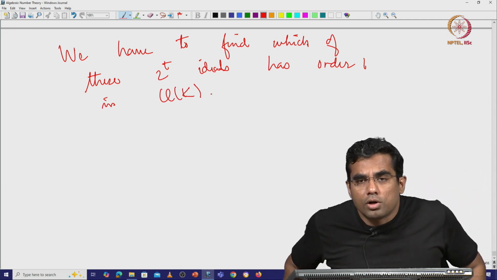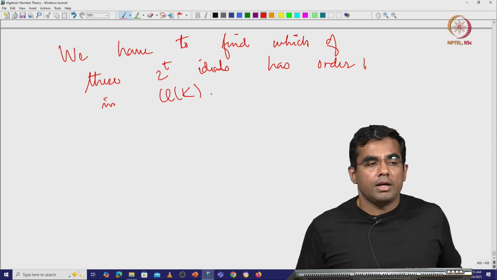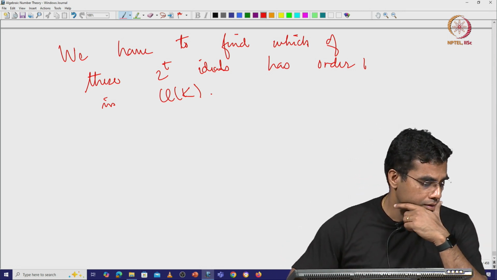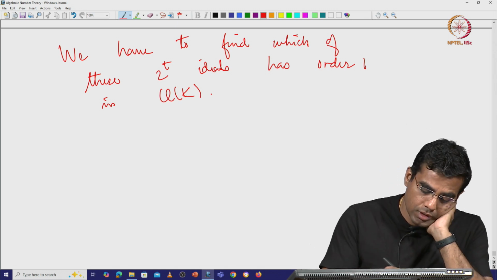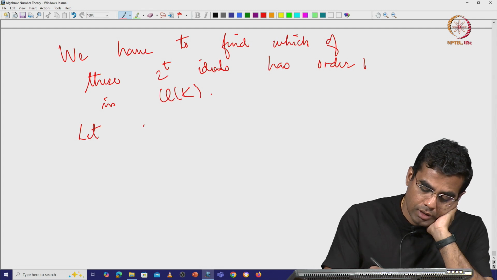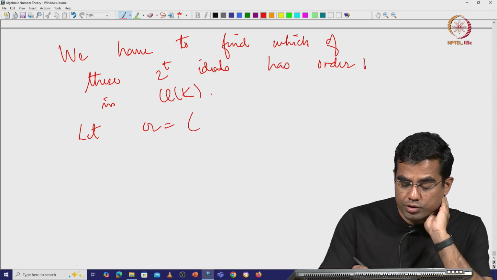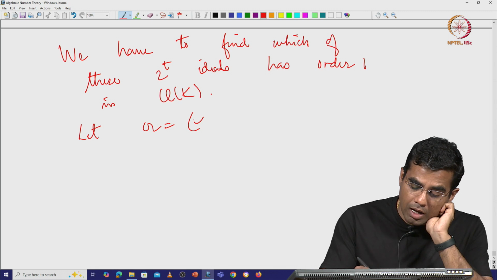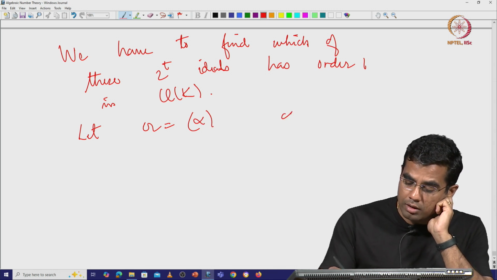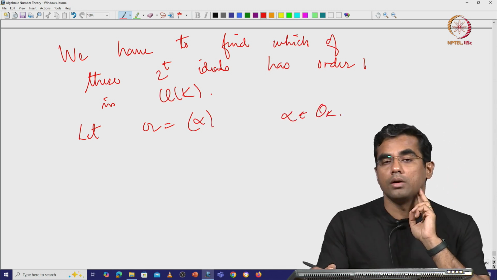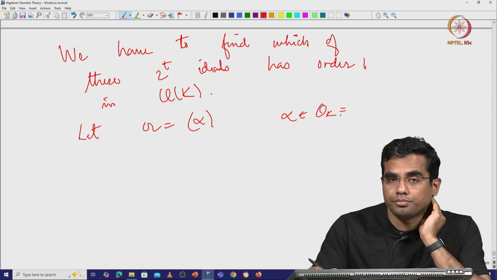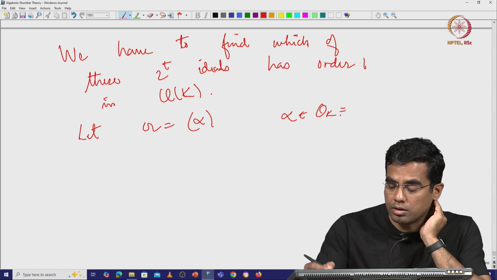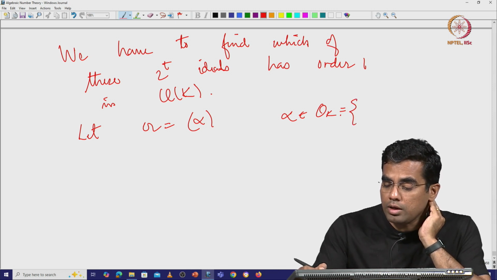What does that mean? What does order 1 mean? Order 1 means that the ideal is a principal ideal, right. So we have to find out which of these ideals is a principal ideal, right. So say let A be a principal ideal which is of the form alpha, where alpha belongs to O_K, right. But what is O_K? O_K was the ring of integers inside K.